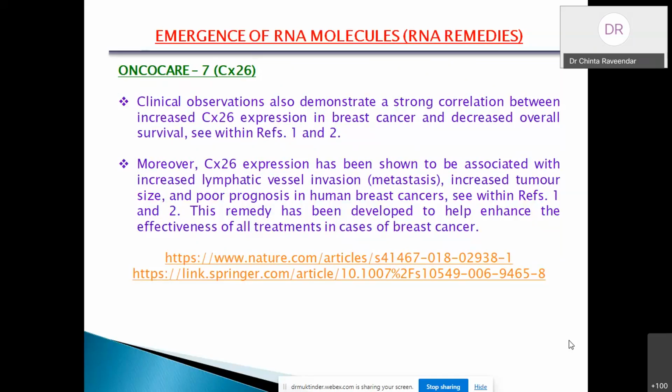See, if in a cancer patient you test for this CX26, maybe for ovarian cancer also, but particularly in breast cancer patients, you can immediately check the size of the tumor and the prognosis. You can throw a lot of light on the poor response to treatment in your breast cancer patient. This remedy has been developed to help and enhance the effectiveness of modern medical treatment as well as checking the breast cancer. Again, for the details, you go to the expired patent.